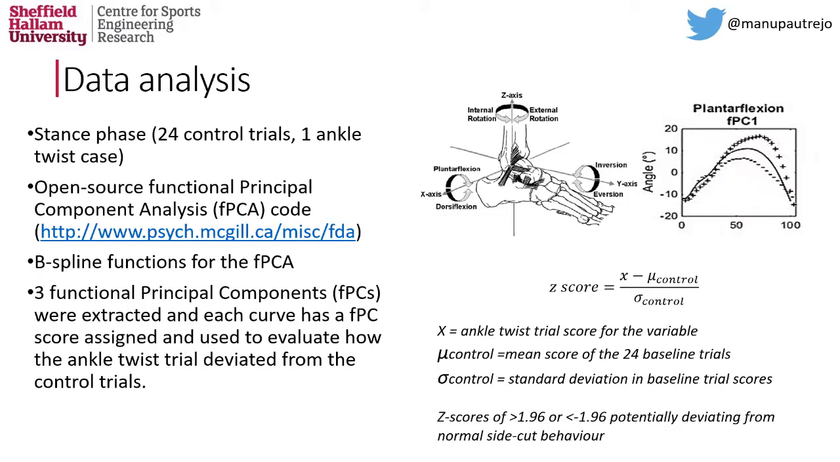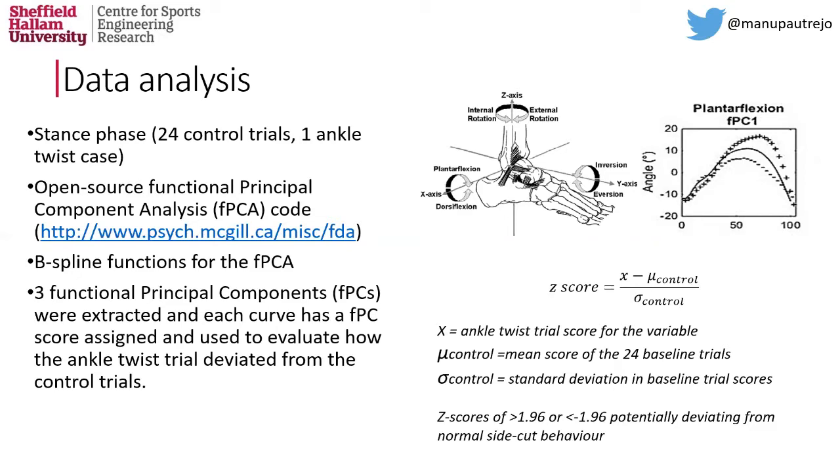The analysis consisted of extracting the stance phase of the cut trials, 24 control and 1 ankle twist, using angles and angular velocities. Trials were processed in open source functional principal component analysis, or FPCA, code in MATLAB. Each of the kinematic curves was represented using B-spline functions, and the first 3 functional principal components were extracted.